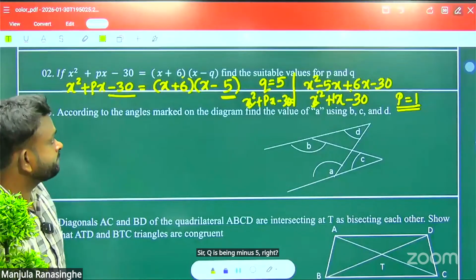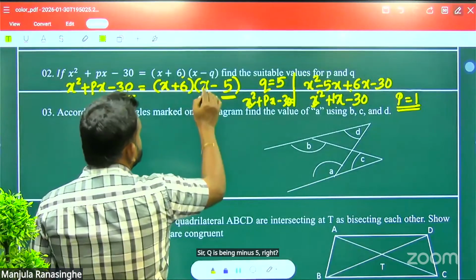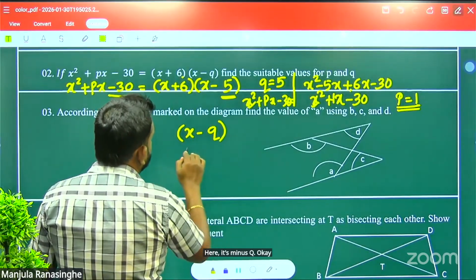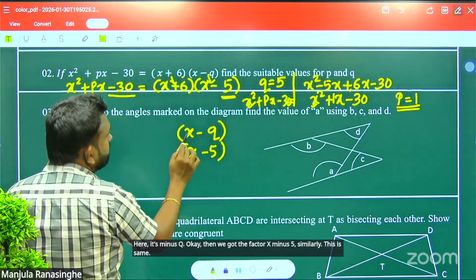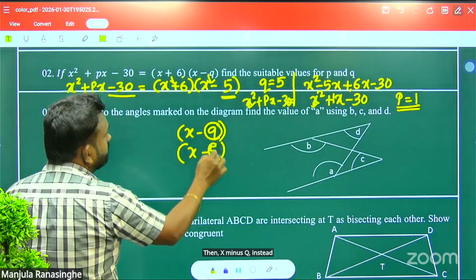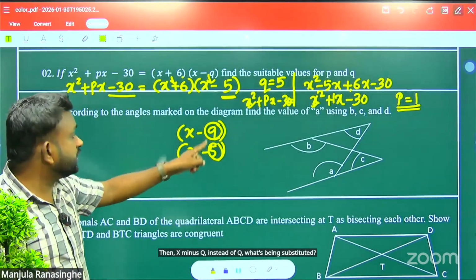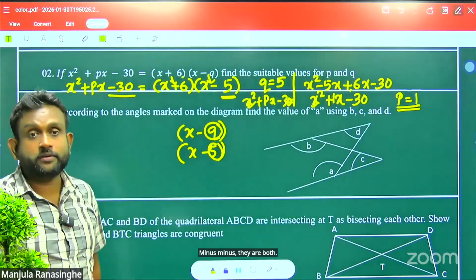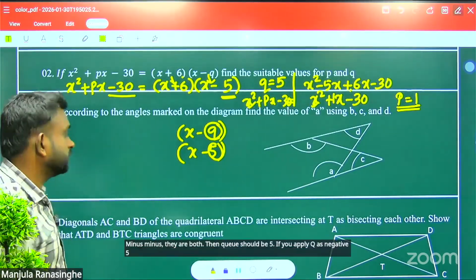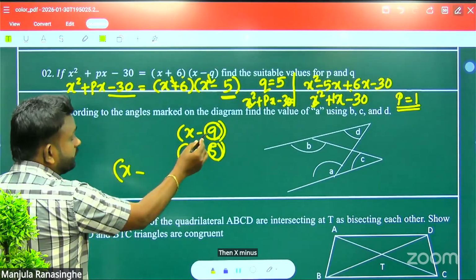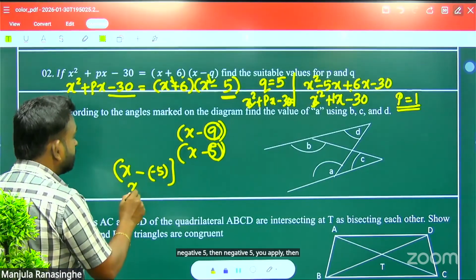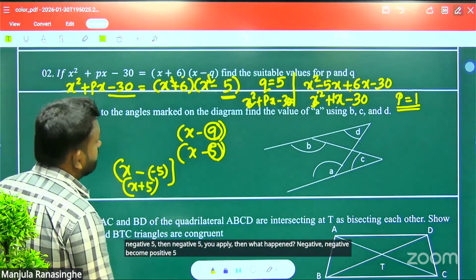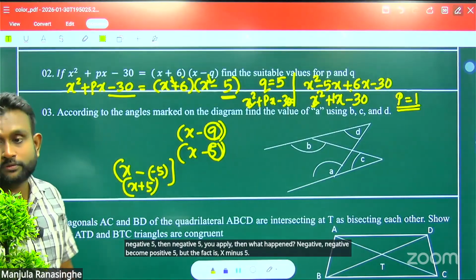Sir, q should be minus 5, right? No. Why? Here it is x minus q. Then we got the factor x minus 5. Similarly, this is the same, then x minus q. Instead of q, what has been substituted? Minus, minus, they are both. Then q should be 5. If you apply q as negative 5, what happened? Then the factor comes as x minus, if you write negative 5, then negative negative becomes positive 5. But the factor is x minus 5. So q should be just 5.